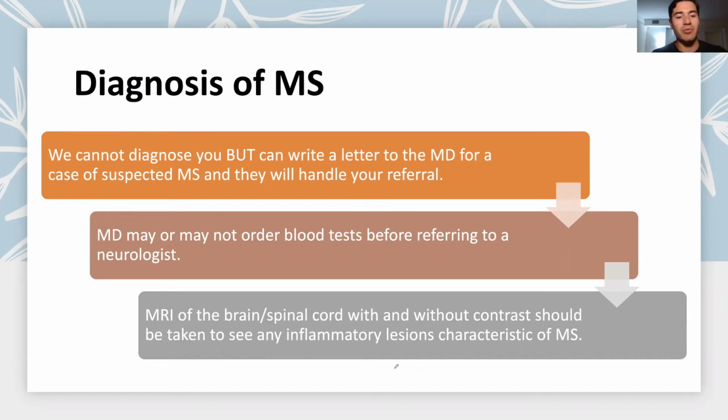And so from that point, your medical doctor may or may not order blood tests, right? Like I was saying before, they are seeing a correlation between MS, certain findings, and these blood tests. And then they will refer to a neurologist or refer to get an MRI taken of the brain and spinal cord.